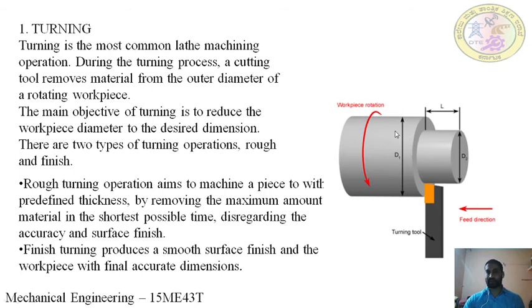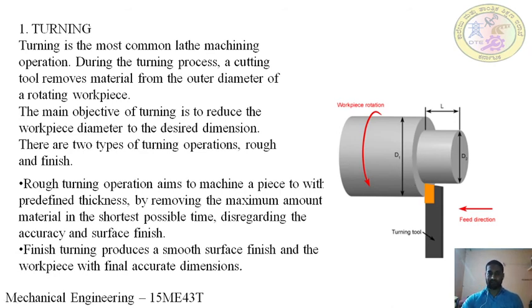There are two kinds of turning: rough turning and finish turning. In rough turning, a large amount of material is removed in a shorter period of time by neglecting the surface finish and dimensional accuracy. A lot of work metal is removed in a shorter duration, which is known as rough turning.